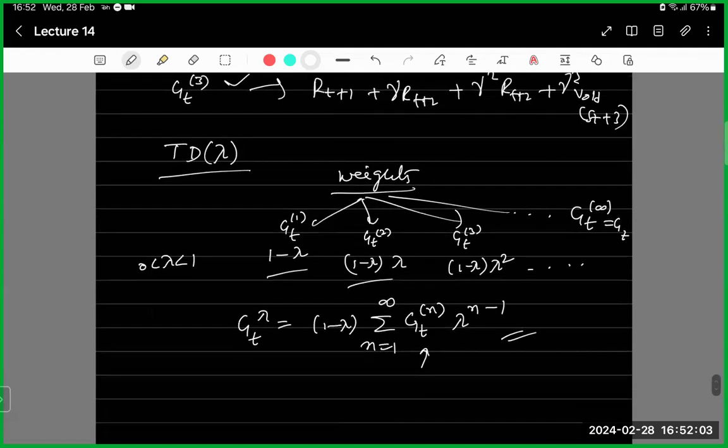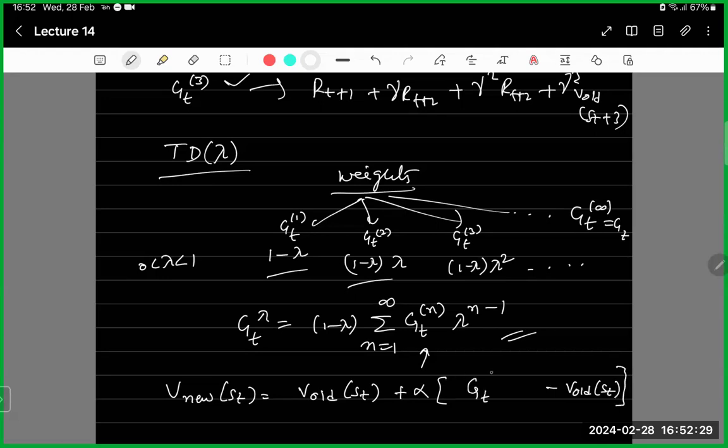So what will be the update rule for TD lambda? The same thing. V new of ST equals V old of ST plus alpha times. What should I substitute here? Right? So this is my TD lambda update rule.